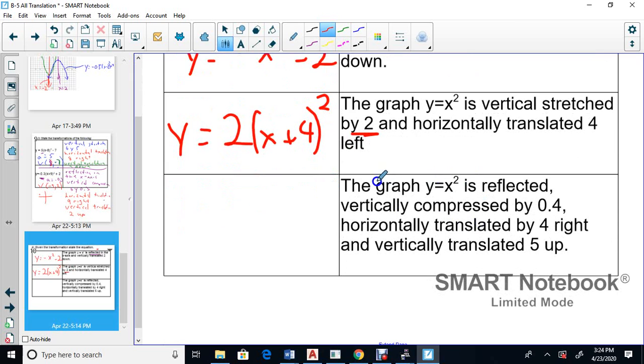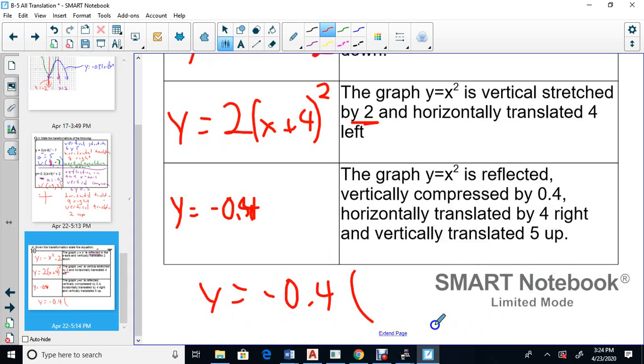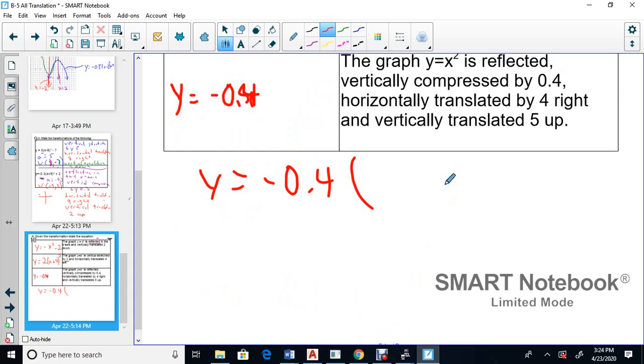Okay, now the next one. The graph y equals x squared is reflected. So that reflection tells you it's going to be a negative. Okay, and it's vertically compressed by 0.4, so 0.4 goes in here. Maybe I'll write it at the bottom so you can see it. I'll write it right down here. -0.4. Now, in the bracket, horizontal, left or right. Oh, this time it goes right. If it goes right, it's a minus. So you go x -4 squared.